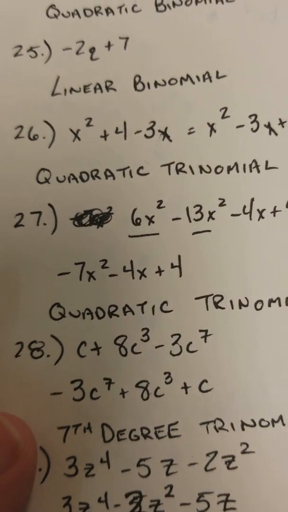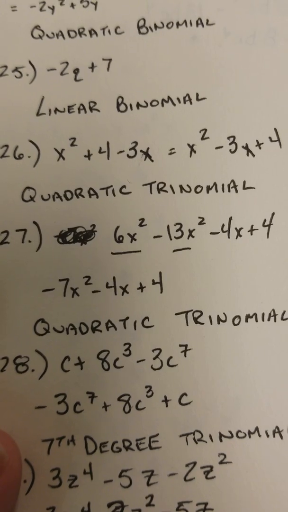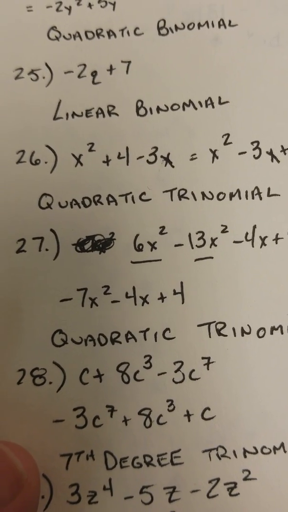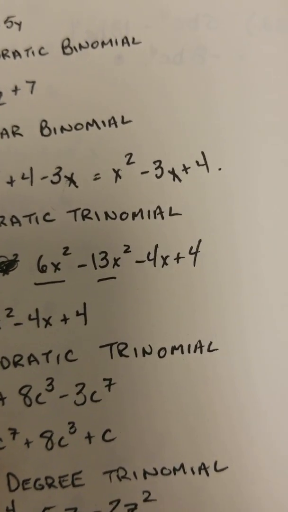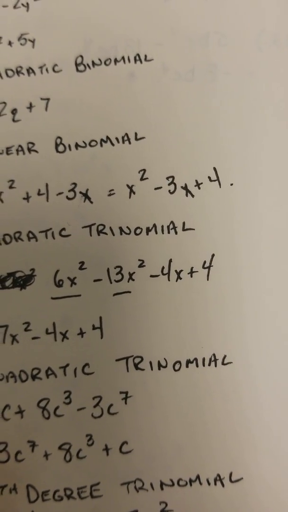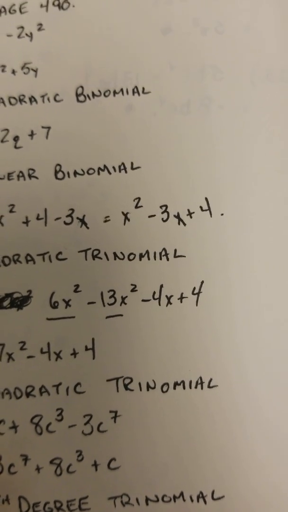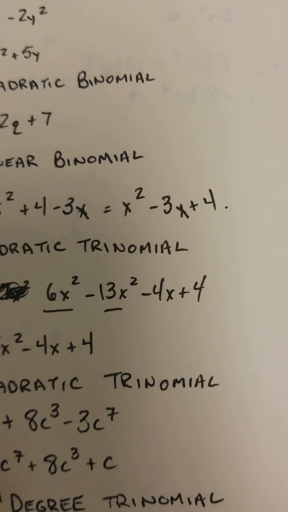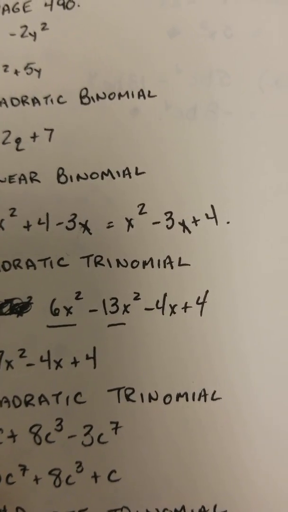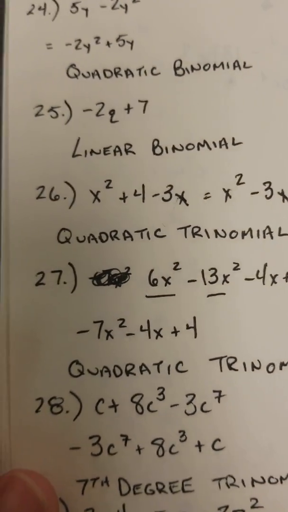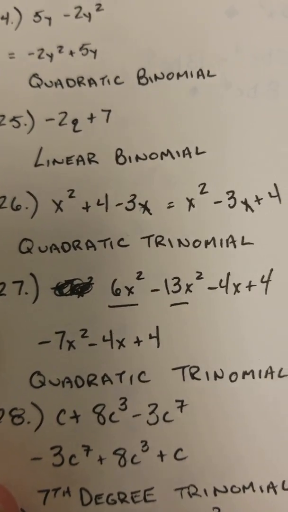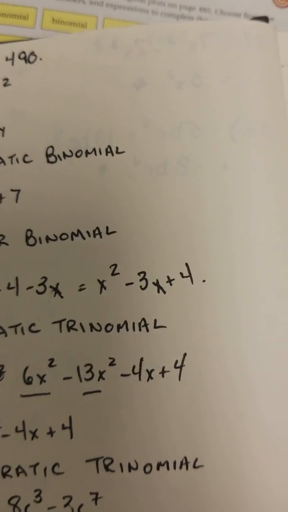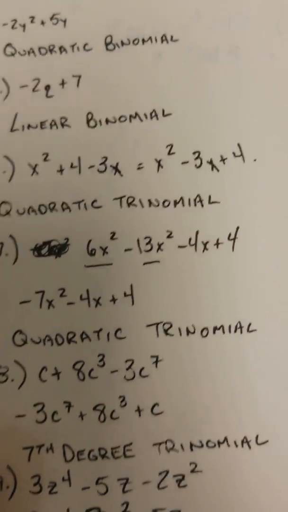Number 26 here, we have x squared plus 4 minus 3x. Because I see that the 4 comes before the 3x, I need to switch those around to put everything in chronological order. So I have x squared minus 3x plus 4. This happens to be a quadratic because it's to the second power. But instead of being a binomial, we're going to call it a trinomial because there are 3 different parts there.